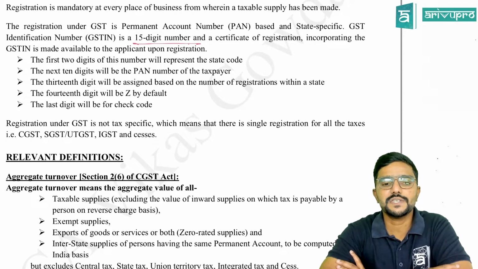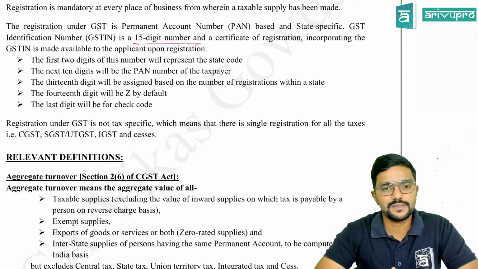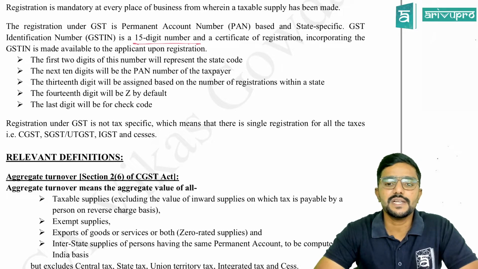Next, registration under GST is not tax specific, which means that there is a single registration for all the taxes, that is CGST, SGST, UTGST, IGST and cesses.